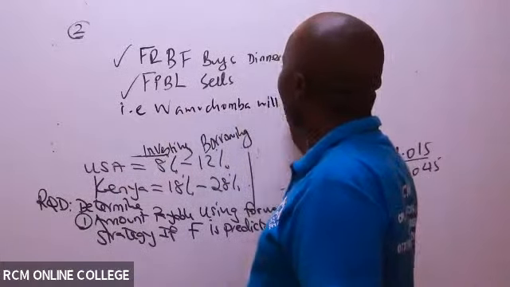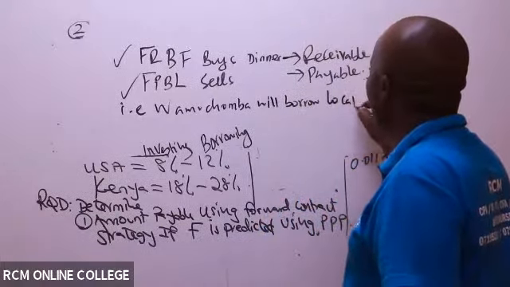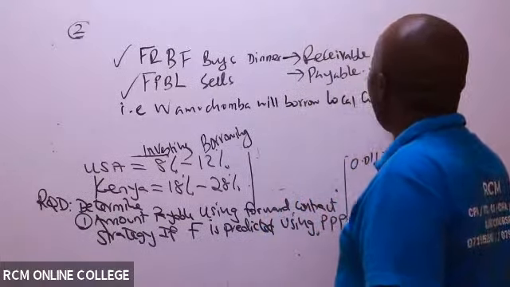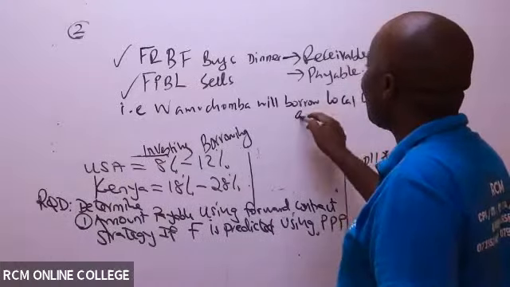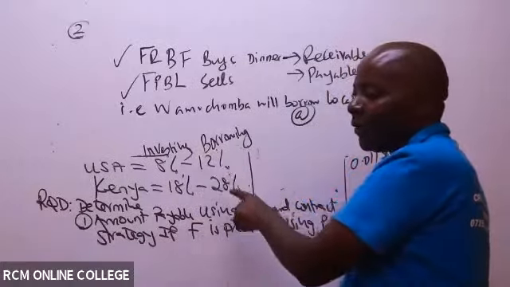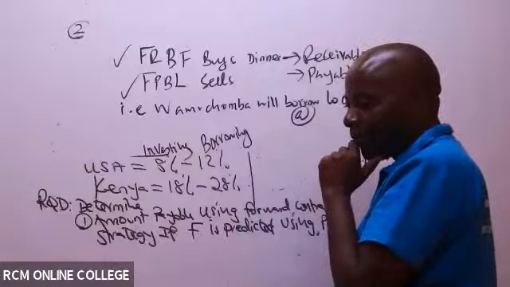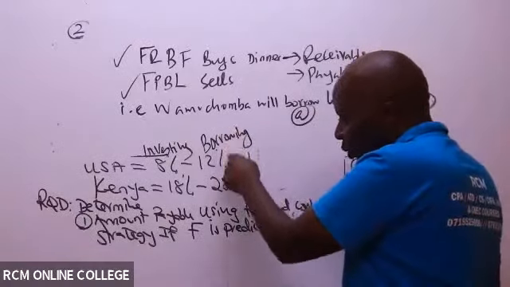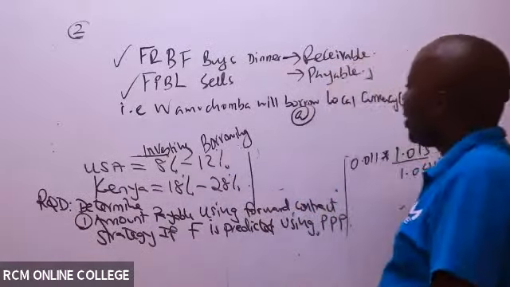Wamchomba will borrow local currency, which is Kenya shilling. At what rate? She'll borrow Kenya shilling at 28%.